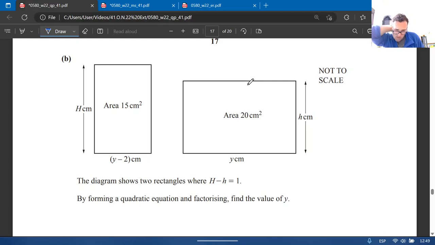Smart. Right, question B. Again, it's like they ask you to solve all the world's problems in 2 sentences. The diagram shows 2 rectangles where H minus h is 1. By forming a quadratic equation and factorizing, find the value of y. Amazing. I mean, the question is, how would you work out H?